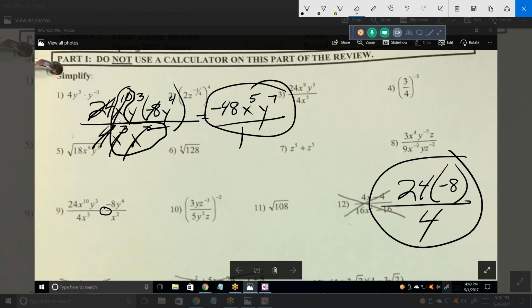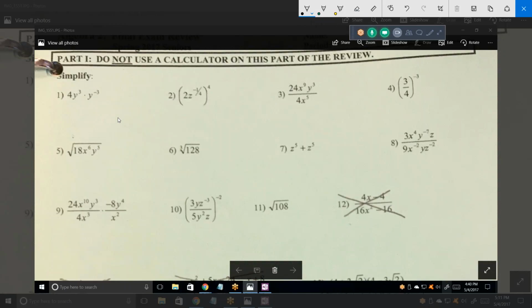All right. Trying to think of where we left off. We left off at 9. Let's do 10.